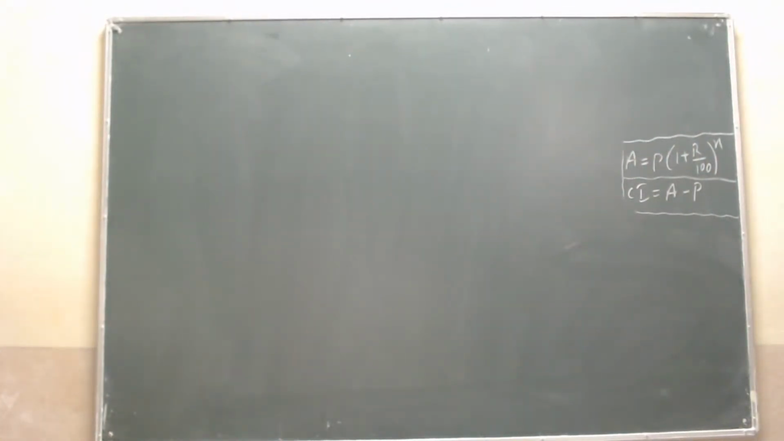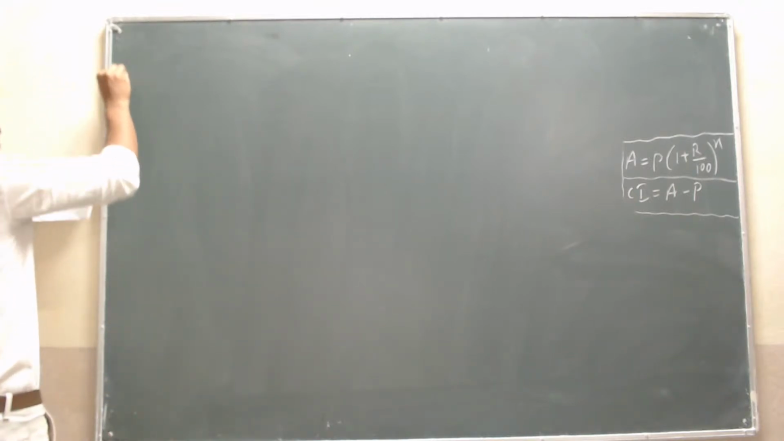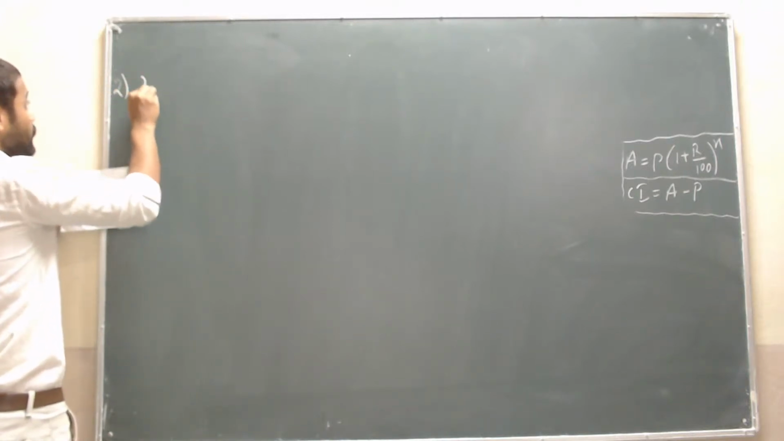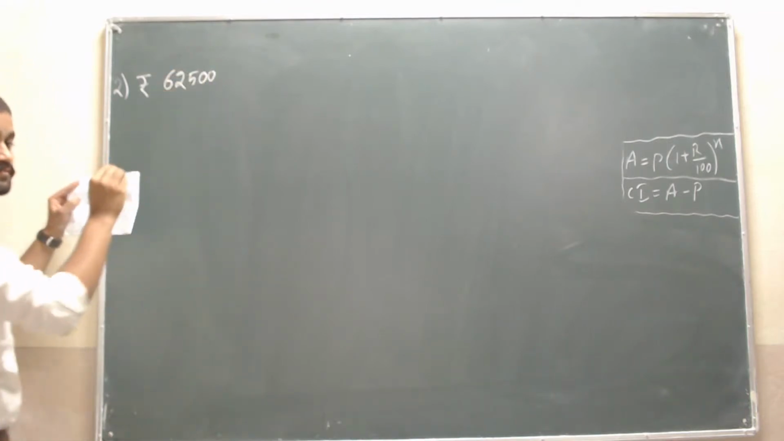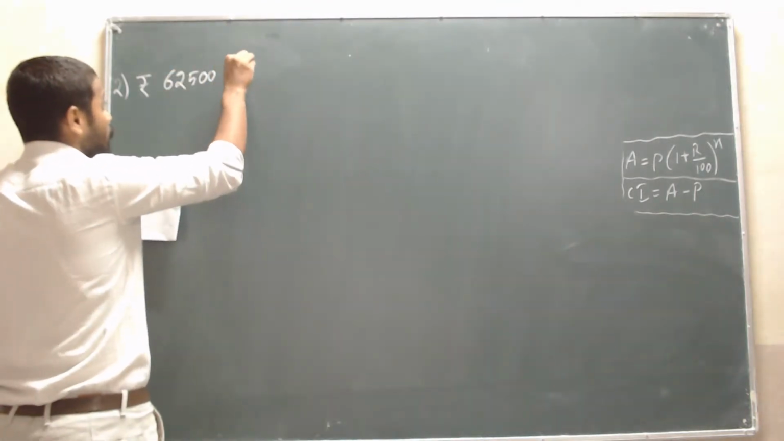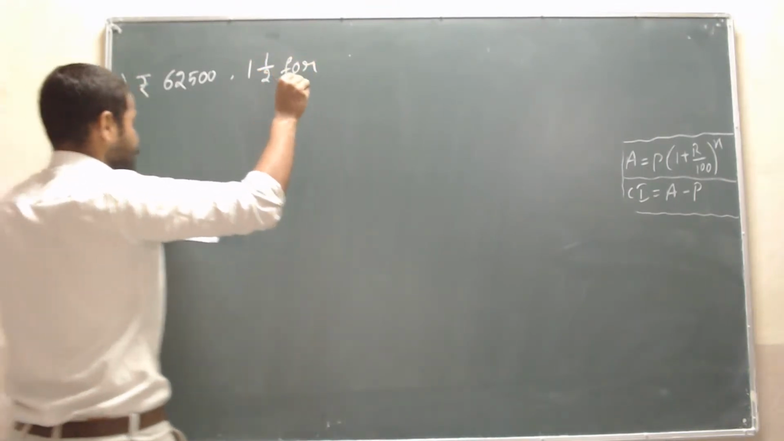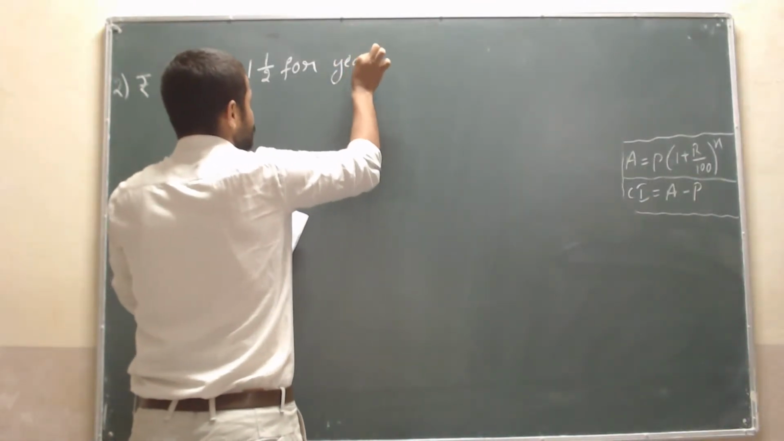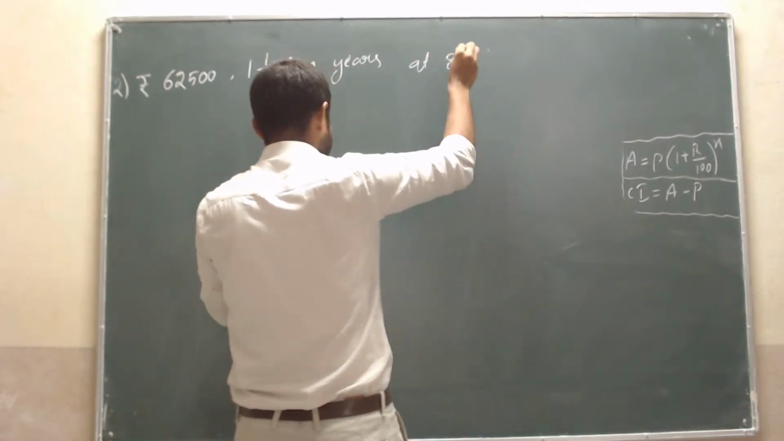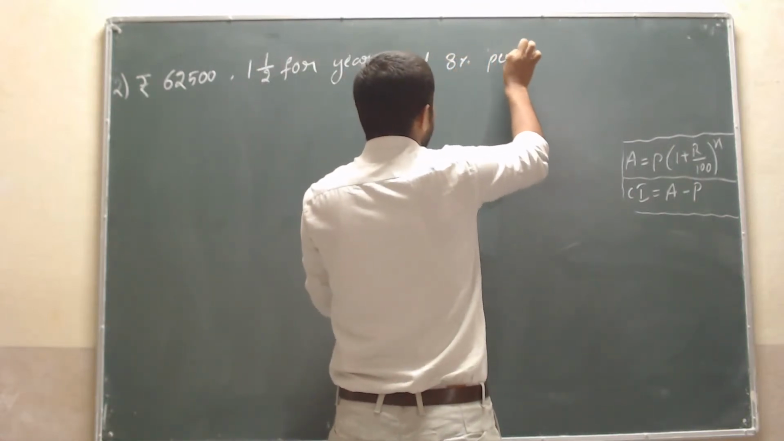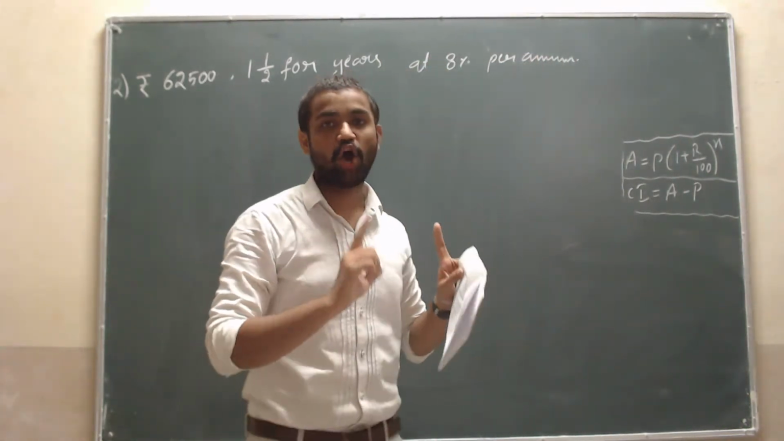And the second problem we have: rupees 62,500 for 1.5 years at 8% per annum, compounded half yearly. This is very important.